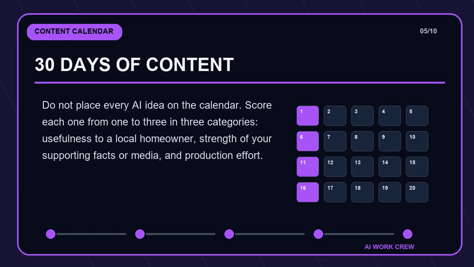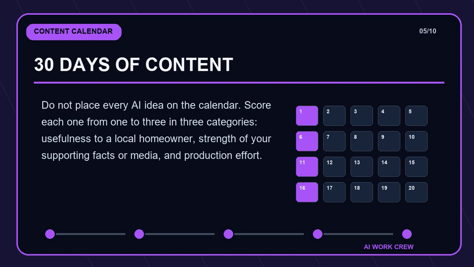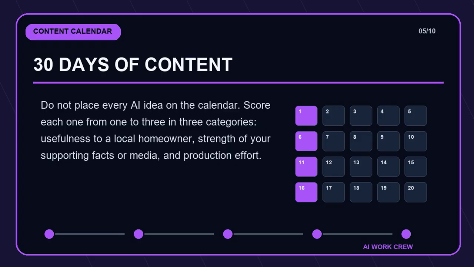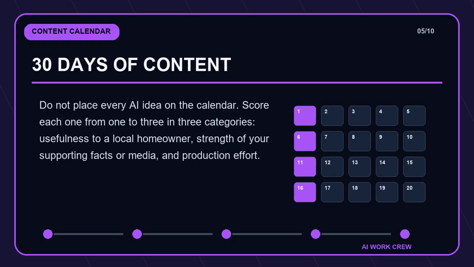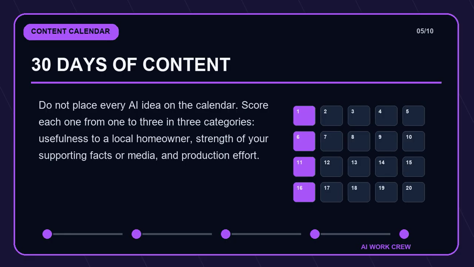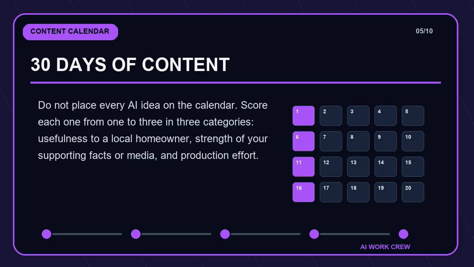Do not place every AI idea on the calendar. Score each one from 1 to 3 in 3 categories: usefulness to a local homeowner, strength of your supporting facts or media, and production effort. Prioritize ideas that are useful, well-supported, and realistic to create.